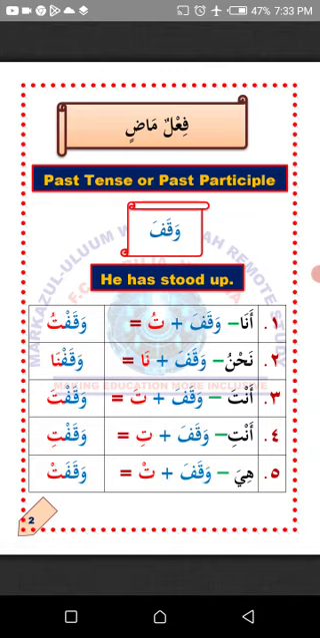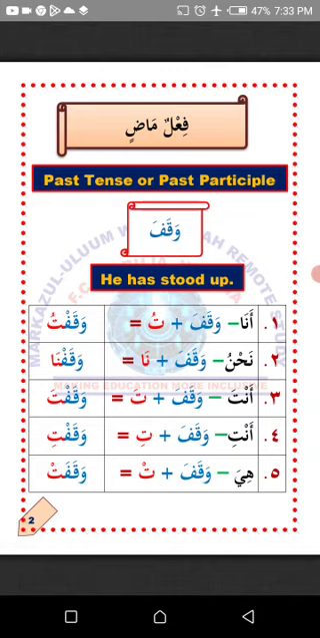Number four. Anti, you, representing a single female person. So how do we change the verb waqafa to suit anti? All you need to do is to attach ta'un carrying kasra to the last letter. Then you give sukun to the letter before it. So the verb waqafa will now become waqafti, which means you have stood.